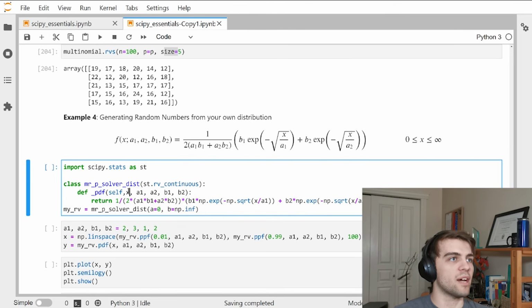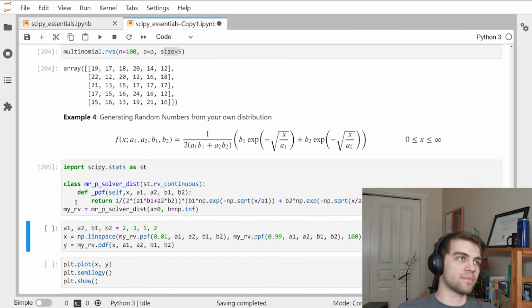And I define the PDF of x, a1, a2, all the numbers here, and it's equal to this function. I basically just input this function. And then I say my random variable is my p-solver distribution, which is essentially this here. And I'm saying a equals 0, b equals infinity. That's not these a's and b's. That corresponds to the bounds 0 and infinity here. So that's what those mean.